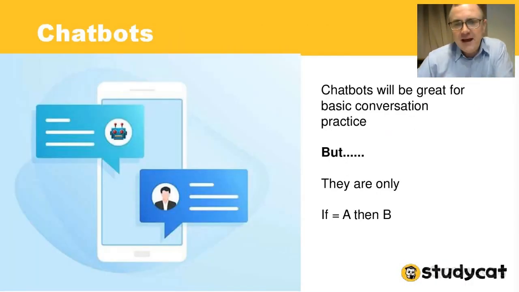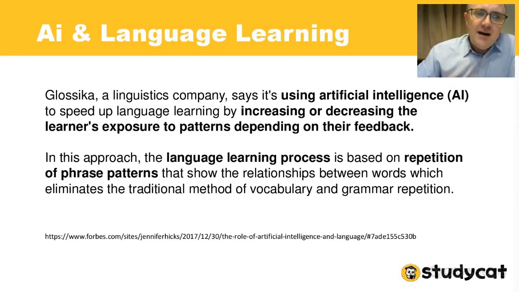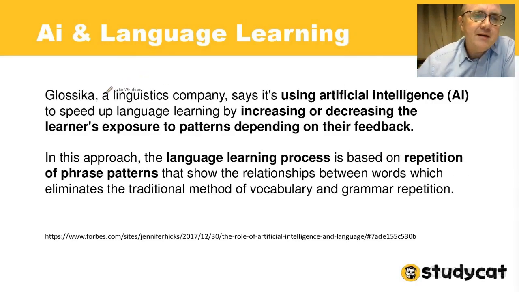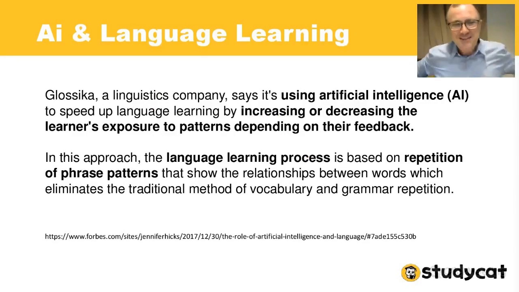The last one I want to talk about is AI, and then I'll move on to looking at some apps. AI is artificial intelligence, as we all know. A company called Glossica, which is a big linguistics company using data, and another company called Sana Labs. So Glossica is a linguistics company, says it's using artificial intelligence to speed up language learning by increasing or decreasing the learner's exposure to patterns dependency.